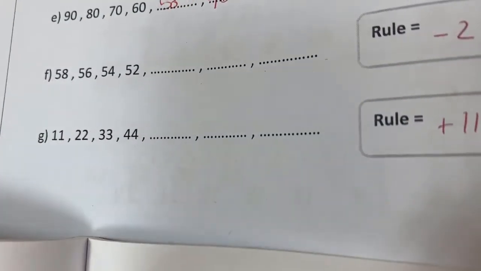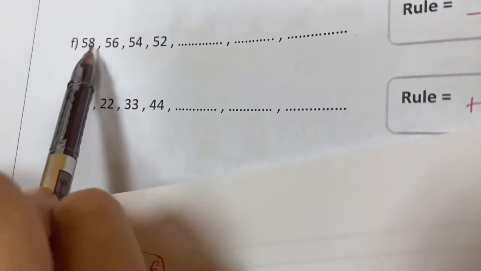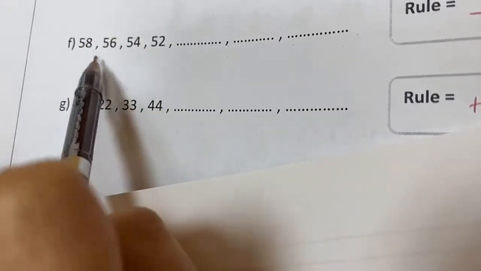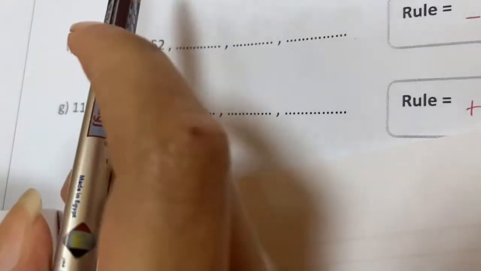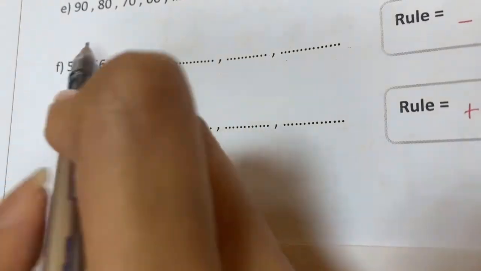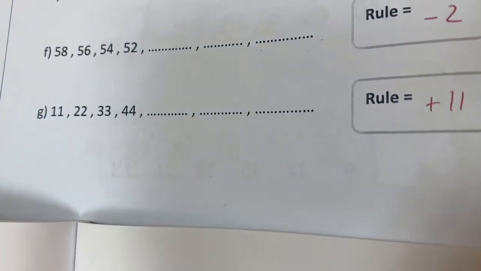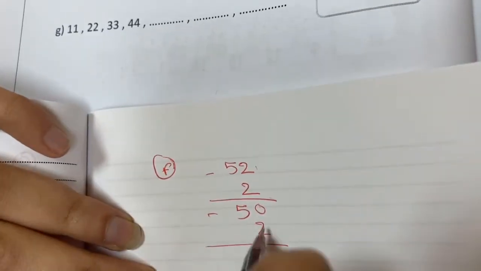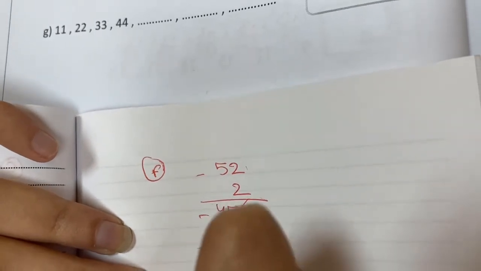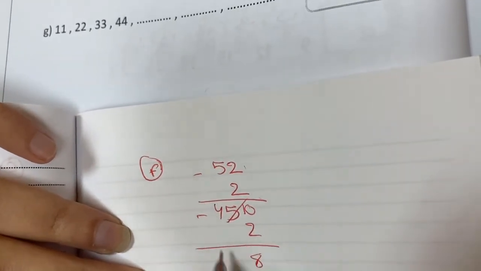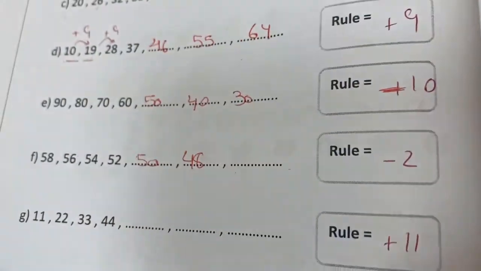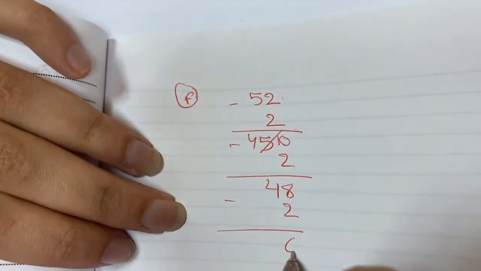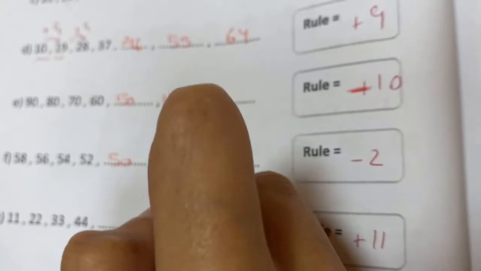Okay, here in letter F, is the number getting smaller or getting bigger? The number is getting smaller, so we're going to make subtraction. 58 minus 56 equals 2. We are going to subtract 2 each time. 52 minus 2 equals 50. Minus 2, more on top, more on floor, go next door and get 10 more. 10 minus 2 equals 8. 48 minus 2, 8 minus 2 equals 6, and 4, 46. We are going to subtract 2 each time.